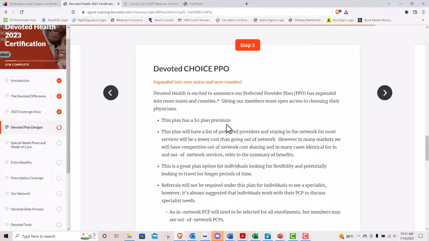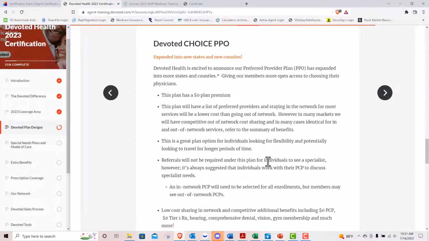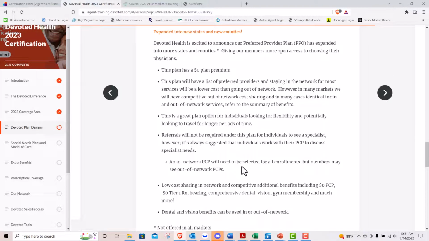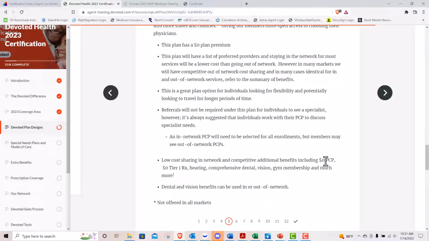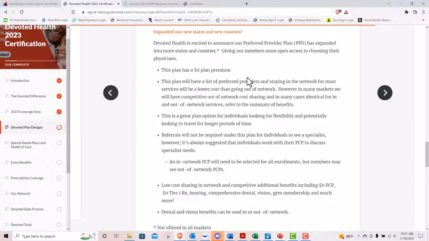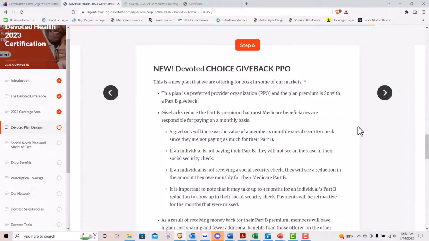Devoted Choice PPO. Okay, I was right. $0 Platinum Premium. Okay, they might have relatively okay out-of-network pricing. Flexibility. No referrals required. Alright, $0 PCP, $0 Tier 1, hearing, dental, vision, gym, and more. This might be a good plan. We'll see. Of course, not offered in all markets. Where's the asterisk? Not in all markets. Okay, well hopefully Hawaii will get some of that.